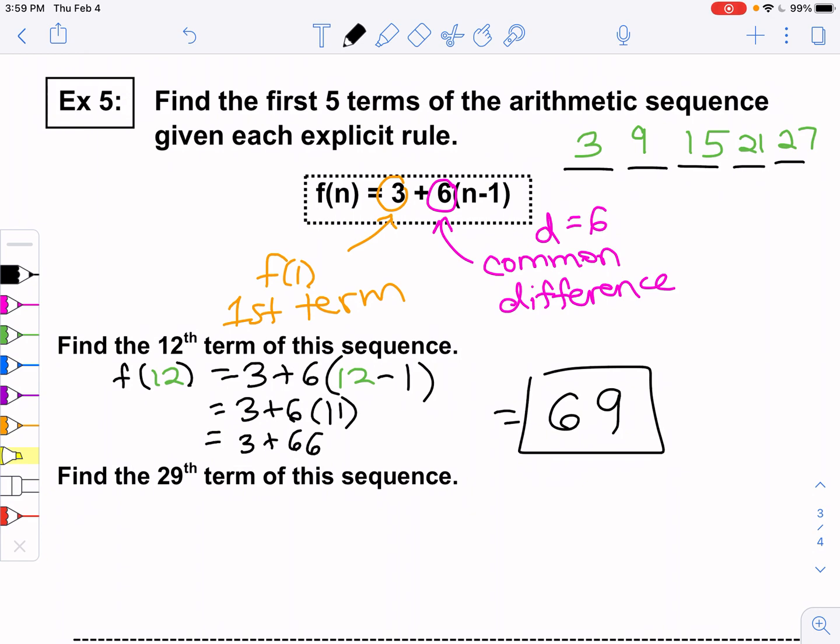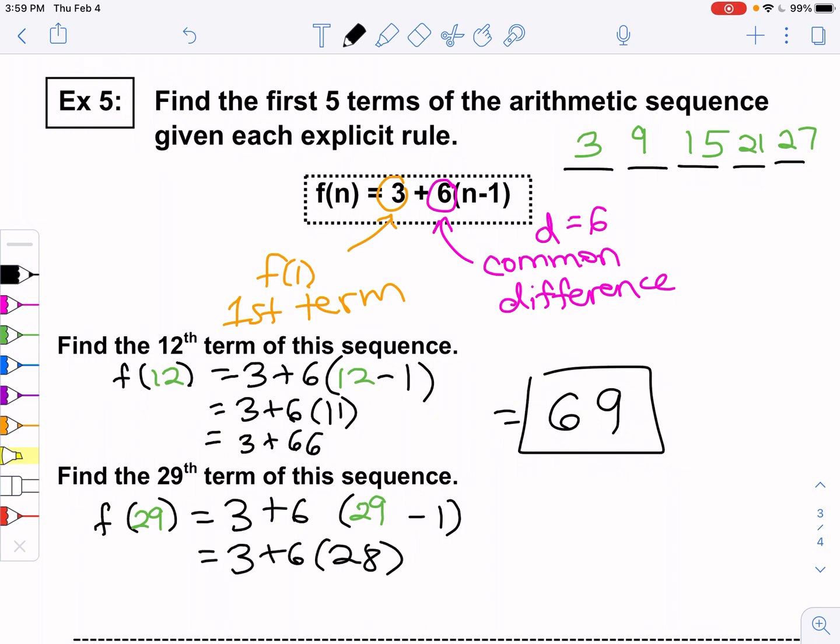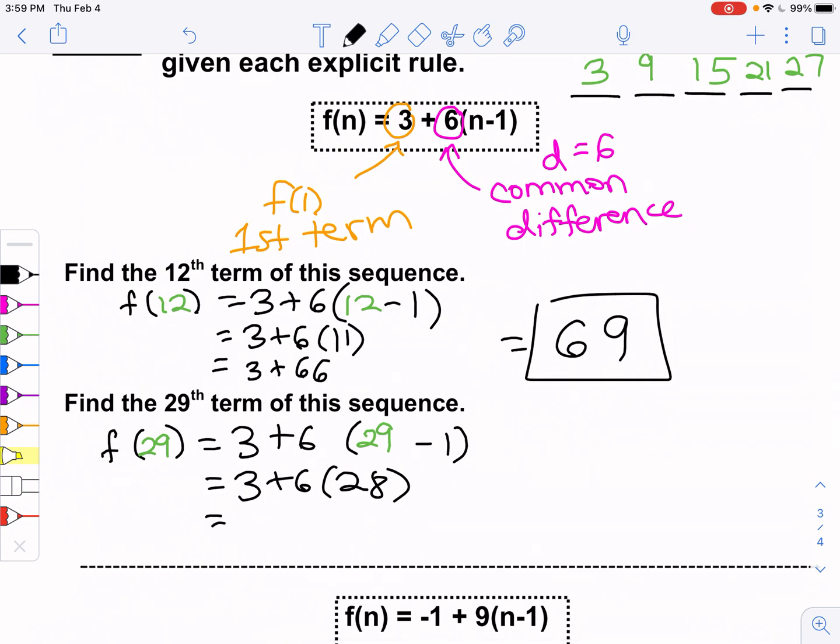When I find the 29th term of the sequence, nobody wants to do that by hand. So I have f of something is 3 plus 6 times something minus 1. I want the 29th term, so I'm going to have to add 6 28 times, 1 less. So I have 3 plus 6 times 28, and I know that if I use my calculator, I get 171.